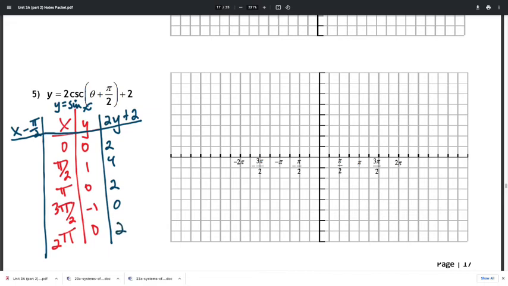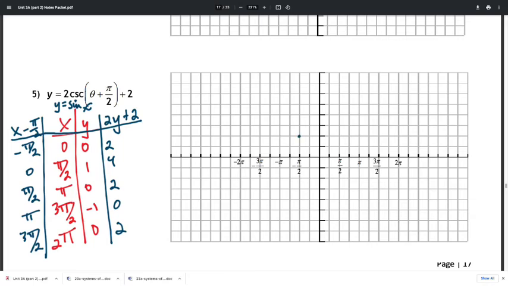I'm going to do 0 minus pi over 2. I get a negative pi over 2. Pi over 2 minus pi over 2 is 0, and then pi over 2. 3 pi over 2 minus pi over 2 is pi. And then 2 pi minus pi over 2 is 3 pi over 2. So I'm going to graph that sine graph there.